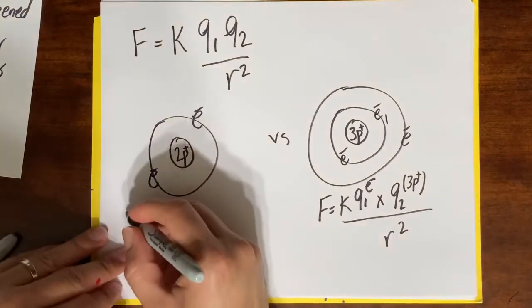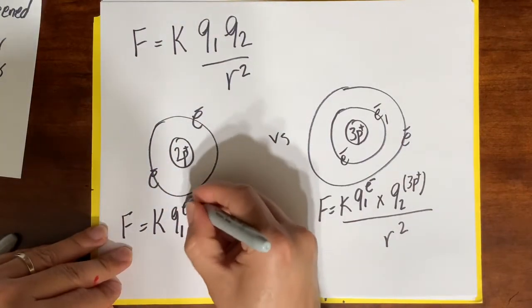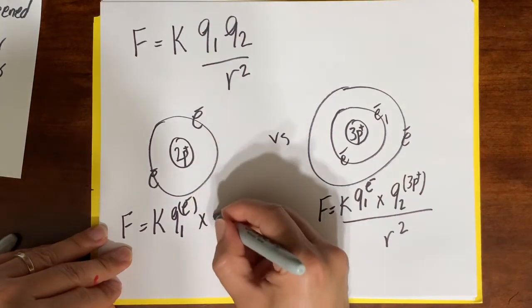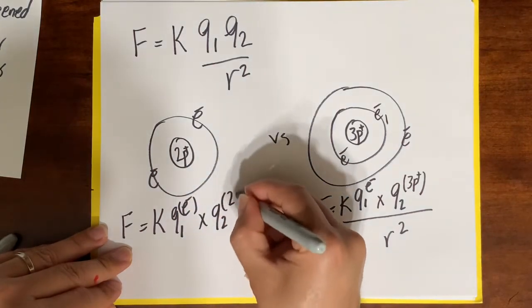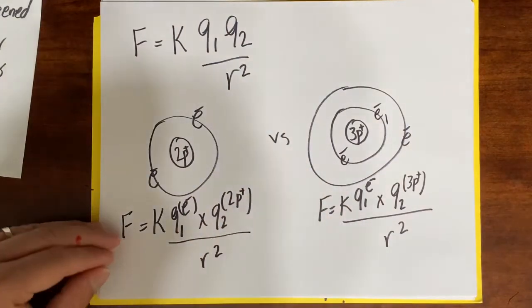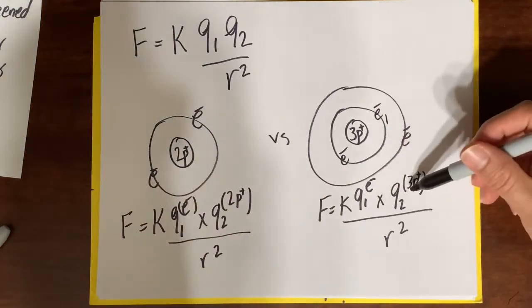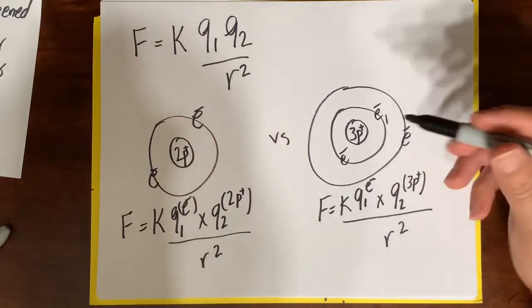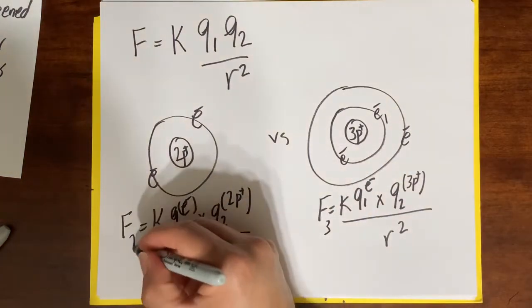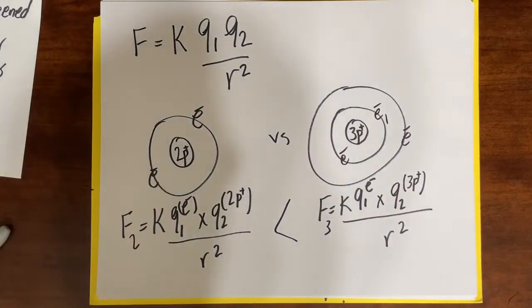For this one, we have F equal to K times Q1, the electron again. Multiply by Q2. This time we have 2 protons. Divide by R squared. We have more positive charge inside the nucleus, so the force is going to be higher. So F3 will be higher than F2.